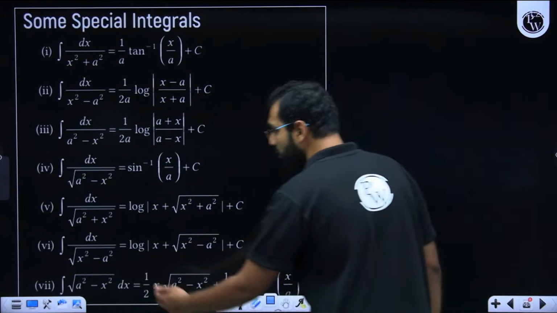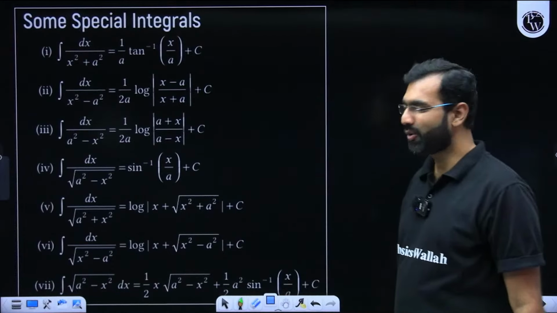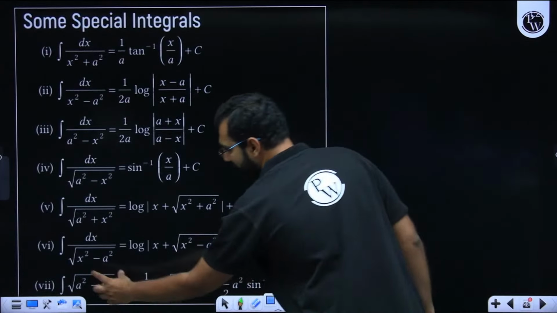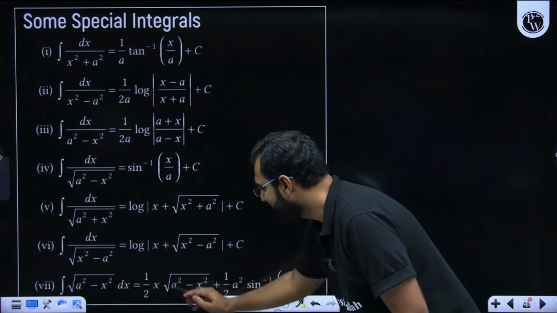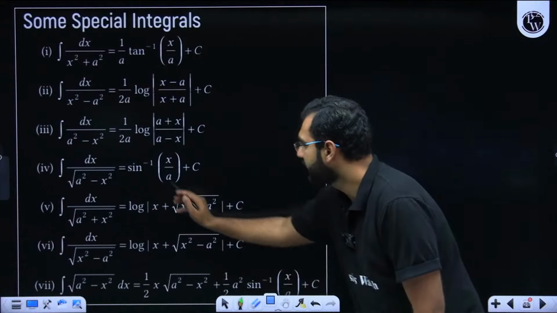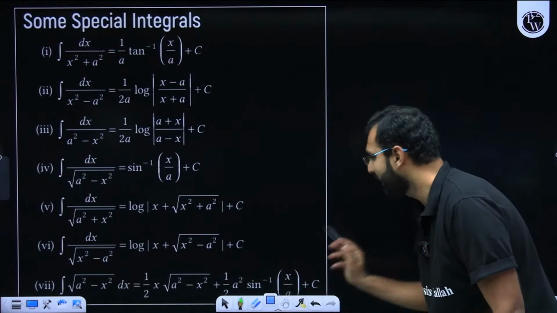And if it is in the numerator, then go back to this formula. A square minus x square we have seen here. So use this: x by 2 into the root, this will be the same, plus this will come here, a square by 2 sine inverse x upon a.